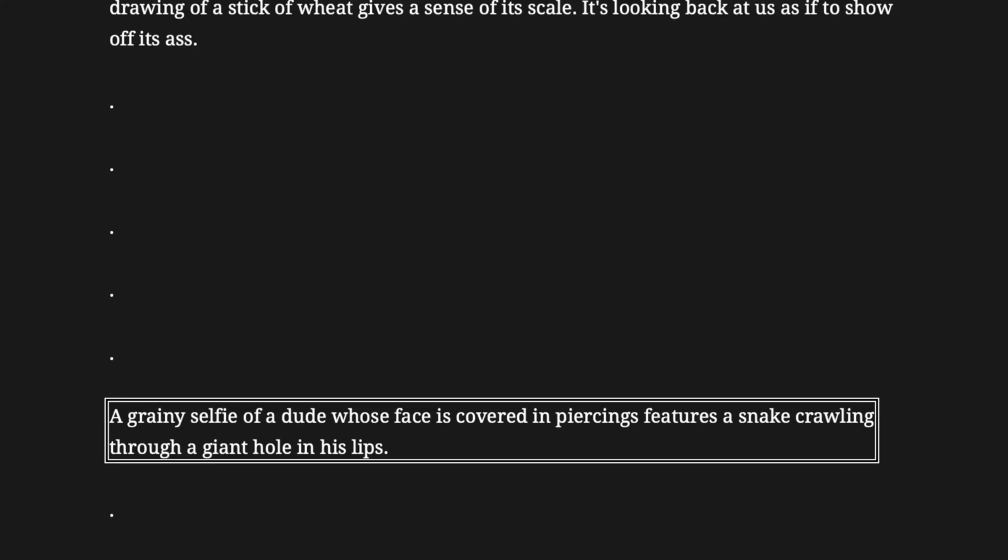A grainy selfie of a dude whose face is covered in piercings features a snake crawling through a giant hole in his lips.